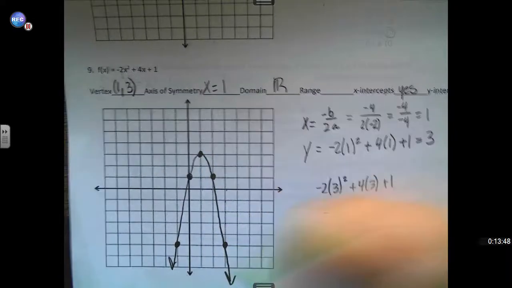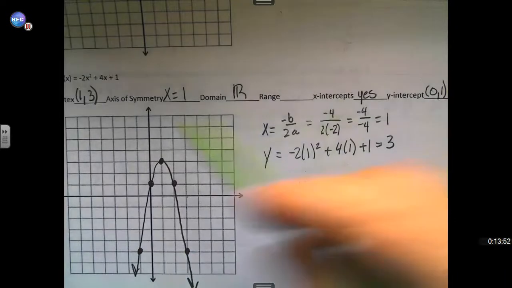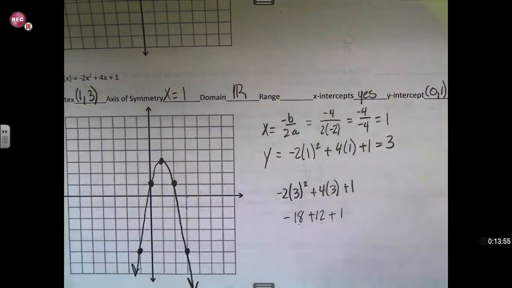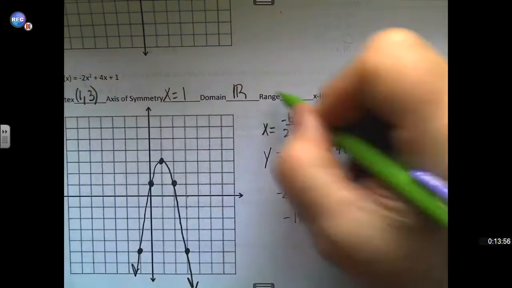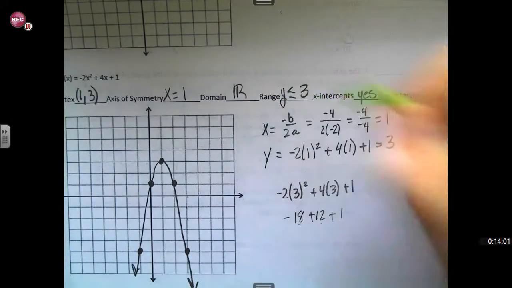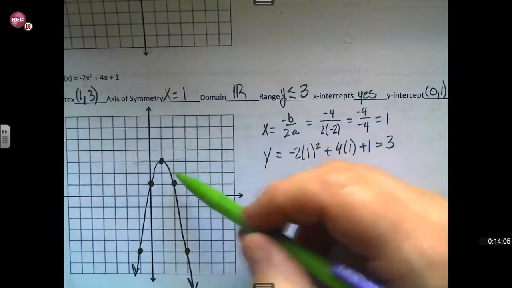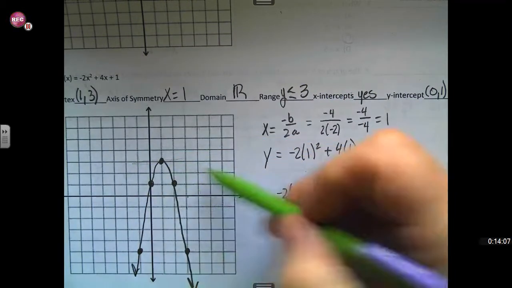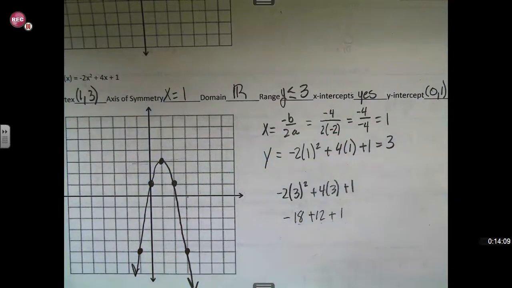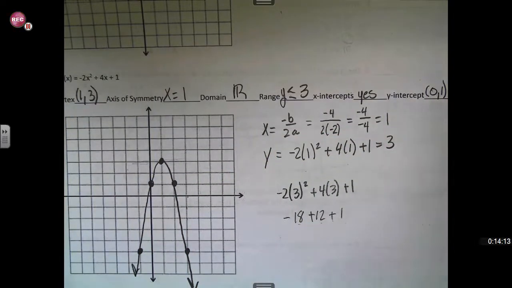So I believe we have everything. We have the vertex, axis of symmetry. Oh, the range. For this one, the range is going to be less than or equal to 3, because this is my highest value. Everything in this quadratic is going to be below that. And then, yep, and that's it. And that is pretty much the test.